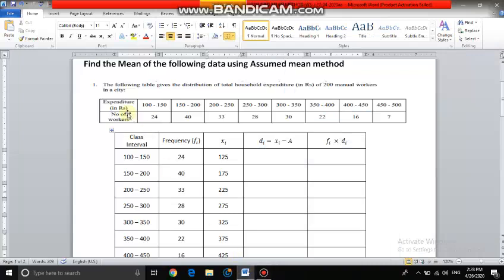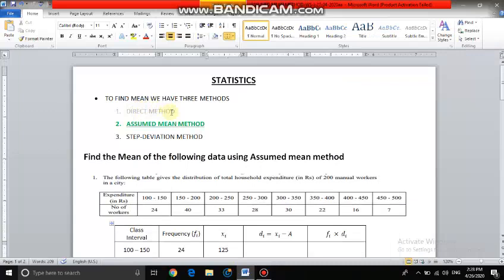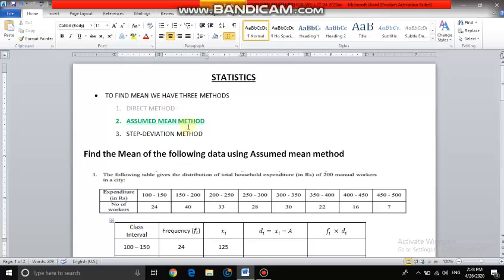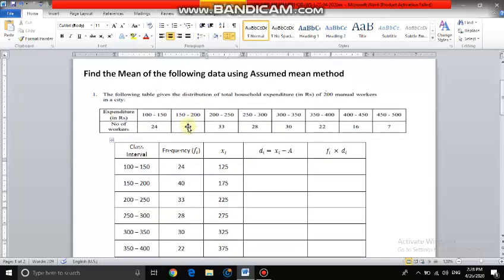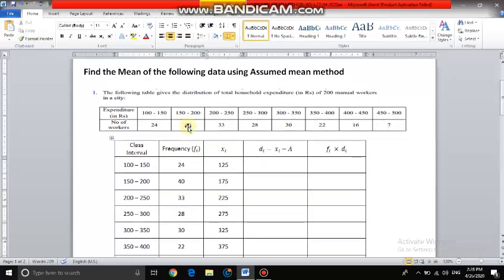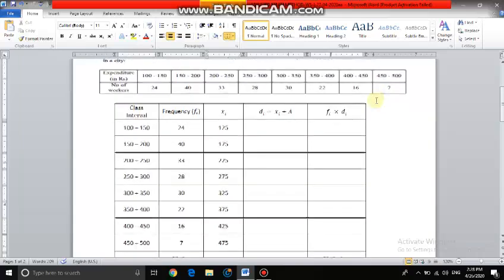Today we are going to discuss another method. Like in the previous question we discussed the direct method to find the mean, now we will find the mean using the assumed mean method. Let's see how to solve it. So the question is: find the mean of the following data using the assumed mean method. I have taken the same question as we did in the direct method. Okay, so let's see how we solve it.